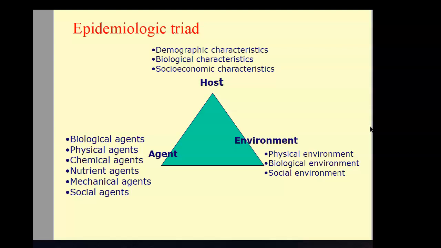That is not all. Then the agent is normally the etiological organism or agent that is responsible for causing the disease. We will also be interested in its biological properties, its physical properties, its chemical properties, the nutrient, and even the mechanical and social agents that are considered part of the epidemiological triad. Then we have the environment. The environment covers the physical environment, the biological environment, and the social environment.